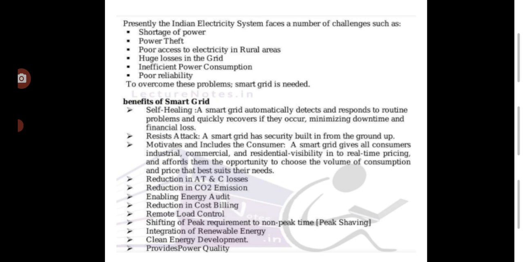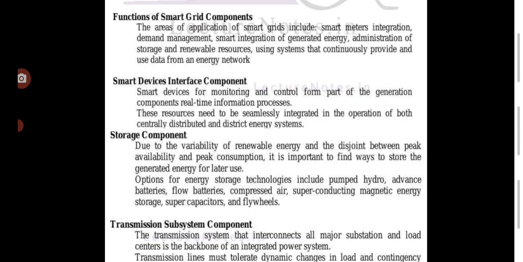Next one is reduction in AT&C losses, reduction in CO2 emissions, enabling energy audits, reduction in cost of billings, remote load controls, shifting of peak requirements to the non-peak times, and then integration of renewable energies and clean energy developments, which provides the power quality. These are all the major benefits of the smart grids.